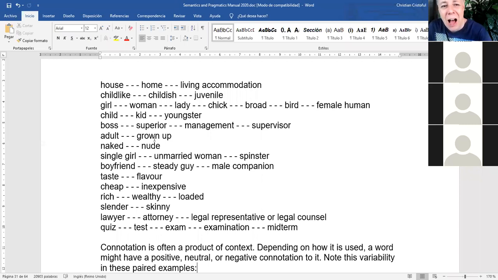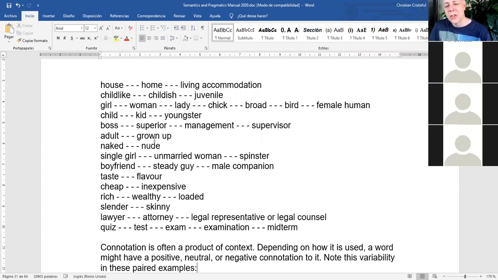For example, if I say house, home, or living accommodation, the three of them have to do with the same concept, but living accommodation. Would you say that? Where do you live? I live in a living accommodation. Nobody would say that. Okay, it sounds too technical and it's used in different contexts. The word home implies something of family events. It is positive. It has a positive connotation normally. And house is more neutral.